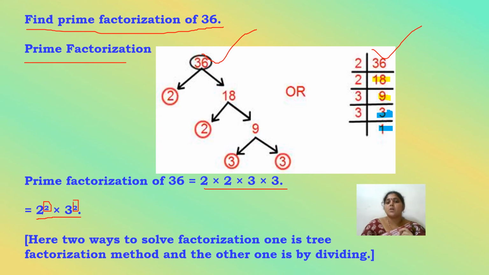Here are two ways to solve factorization: one is the factor tree method and the other one is the division method. In the factor tree method, 2 into 18, 2 into 9, 3 into 3. 2 18s are 36. This 18 is a composite number converted into a prime and a composite number again. 9 is a composite number. Now 3 and 3 are prime numbers. So what are our numbers here? 2 into 2, 3 into 3. Altogether 2 square into 3 square. Both the methods we have done for a single number.